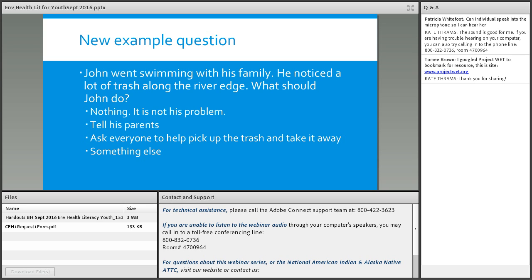And another issue, we talked to Dr. Rima Rudd, who is a leader in health literacy, and she gave us this idea to actually use these scenarios. So this example is John went swimming with his family. He noticed a lot of trash along the river edge. What should John do?